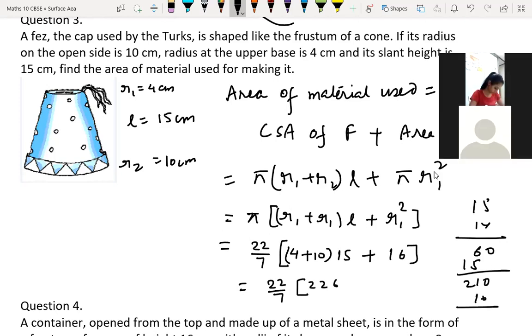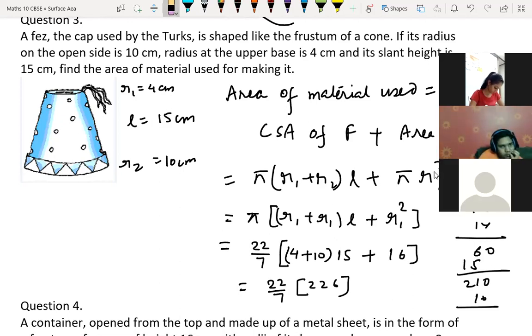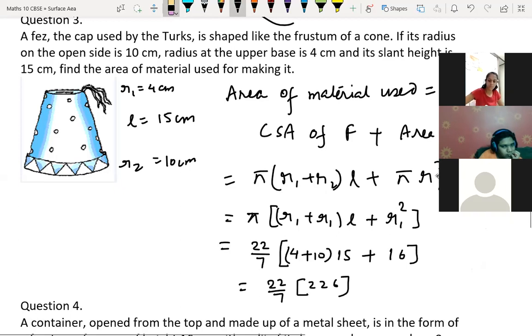210 plus 16, 226, right? Is it coming like this only? Check, children. 15 fours are 60, 15 ones are 15, 210 plus 16. Are you getting the same? Then you can just multiply and get the answer. Then you can write here is equal to whatever you're getting, centimeter square. So this is the area of material used for making this fez cap. Turkish people use this cap. Okay. Any doubt, children? Any doubt?